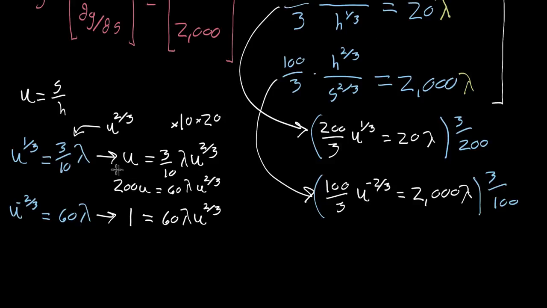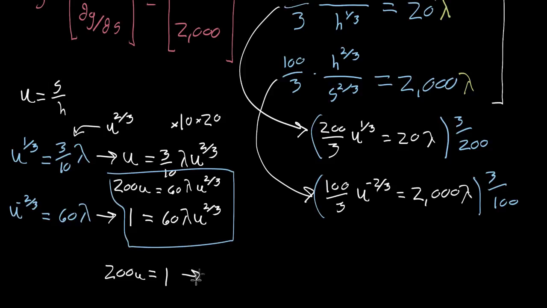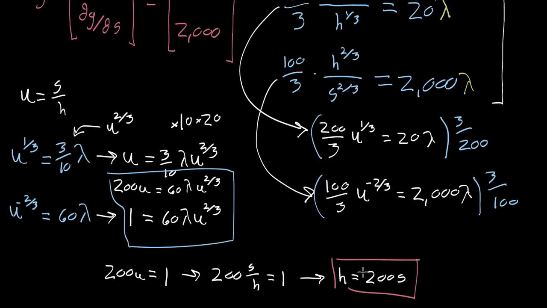And now these two equations have the same right side. So this is the same as saying 200 times U is equal to, well, 1. Because each one of those expressions equals the same complicated thing. And now 200 times U, well, that's S divided by H. So this is the same thing as saying 200 times S over H equals 1, which we can write more succinctly as H is equal to 200 times S. Great. So I'm going to go ahead and circle that. H is equal to 200 times S.